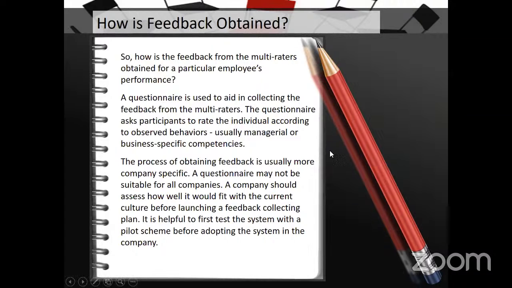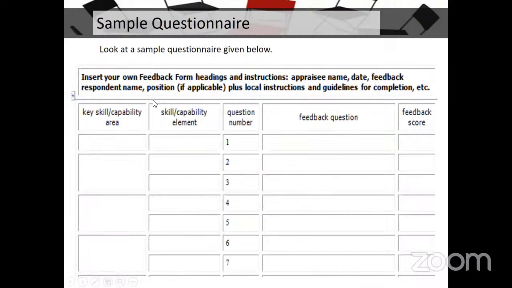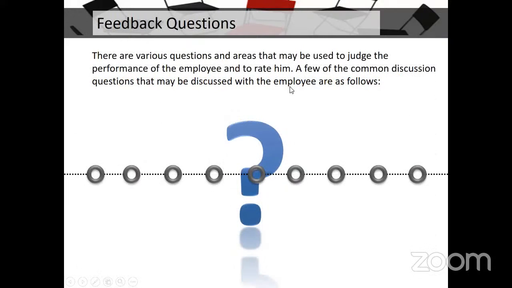And you can do that by just having a simple questionnaire. Like you can see before: insert your feedback form heading, appraiser name, date, feedback, applicable. I hope you guys can see the screen. We can. Thank you. So this is just a sample of the questionnaire you can have in place to help you get feedback. And you can also have feedback questions, with various questions on what you can ask.